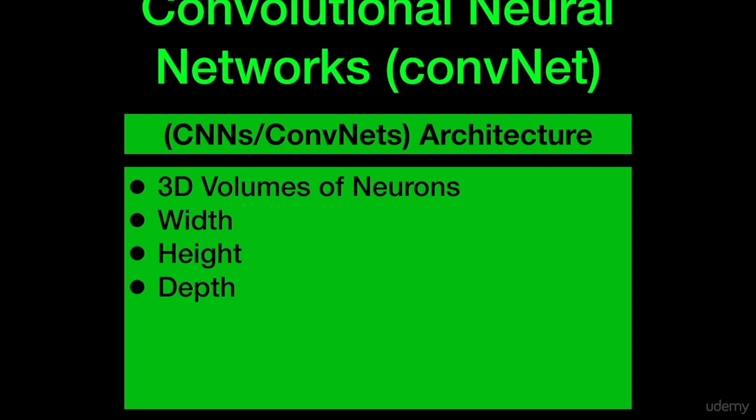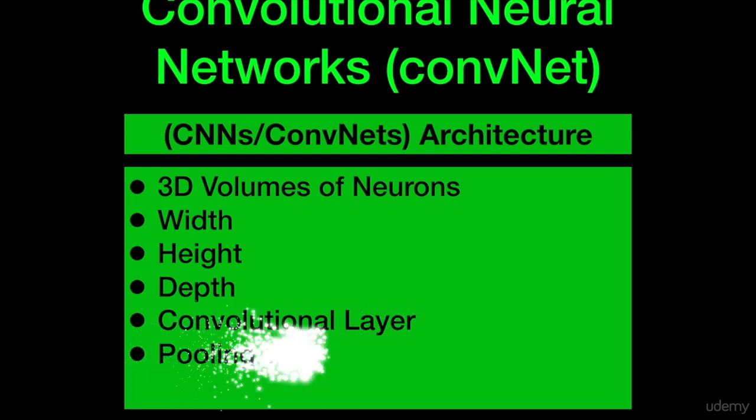Also, we use three main types of layers to build a convolutional neural network. The first layer is the convolutional layer. The second layer is the pooling layer. And the third layer is the fully connected layer.